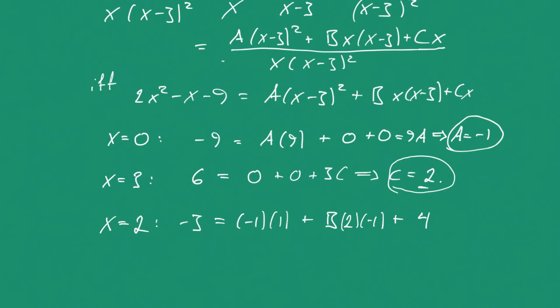All right, well, this means that minus 3 is equal to minus 1 plus 4, which is equal to 3. And we're going to have minus 2b. And what's this equal to? This means that 2b is equal to 3 plus 3 is 6, which implies that b is equal to 3.